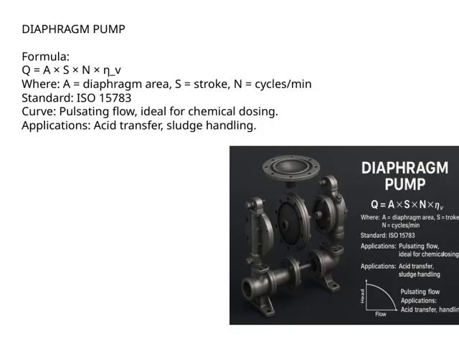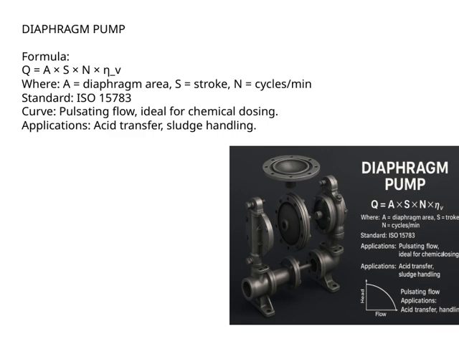Now, let's take a closer look at the diaphragm pump. The key to understanding its operation lies in this fundamental formula: Q equals A times S times N times eta v. Here, Q represents the flow rate, which is what we're ultimately interested in. A stands for the diaphragm area, essentially the size of the diaphragm itself. S is the stroke, or how far the diaphragm moves back and forth during each cycle. N is the number of cycles per minute, giving us the pump's frequency.